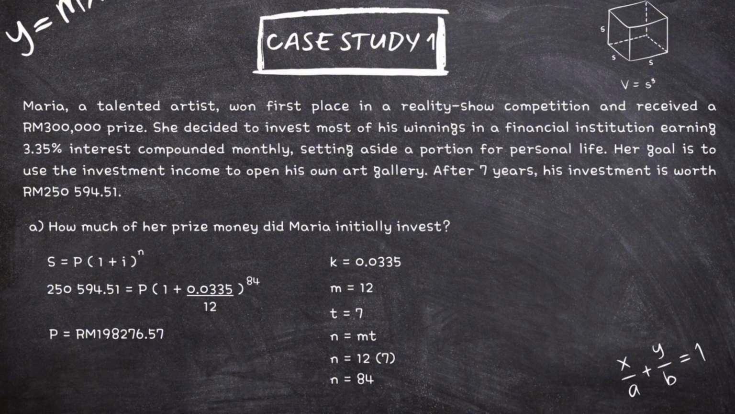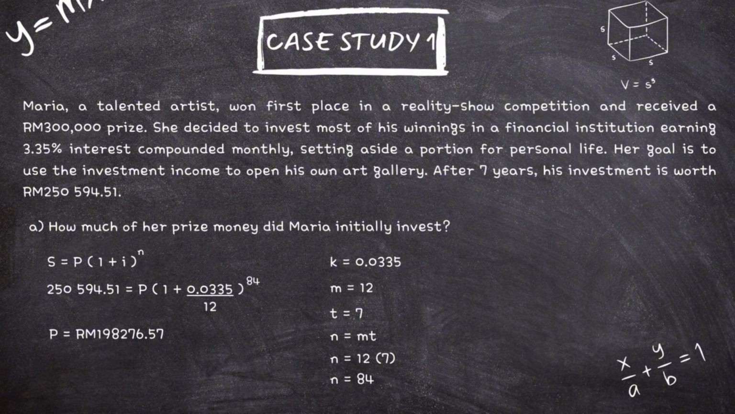K equals 0.0335, M equals 12, since it has been stated a financial institution earning 3.35% interest compounded monthly. S equals RM250,594.51, T equals 7, N equals MT, which is 12 times 7, which will give us 84, and I equals K divided by M, which is 0.0335 divided by 12.